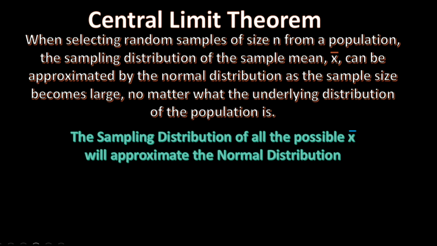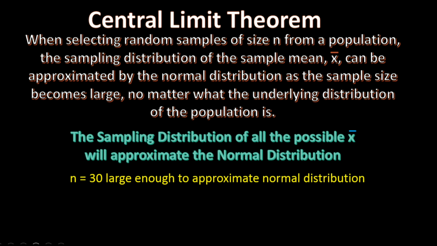From a practical perspective, we want to know how large a sample is large enough. After many studies by statistical researchers who have studied the sampling distributions of x bar for many types of populations, they have concluded that a sample size of 30 or more is usually large enough to approximate the normal distribution. If the population is known to be highly skewed or with many outliers, then a sample size of 50 might be more appropriate.